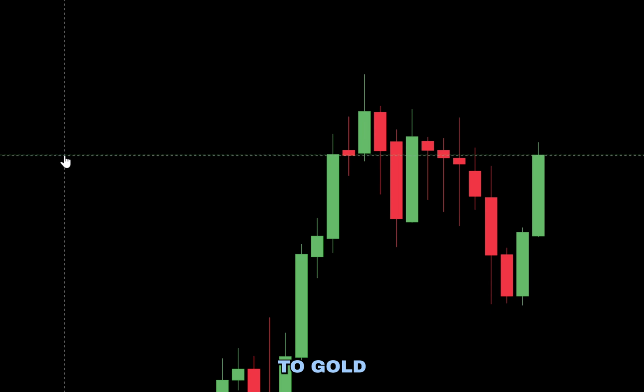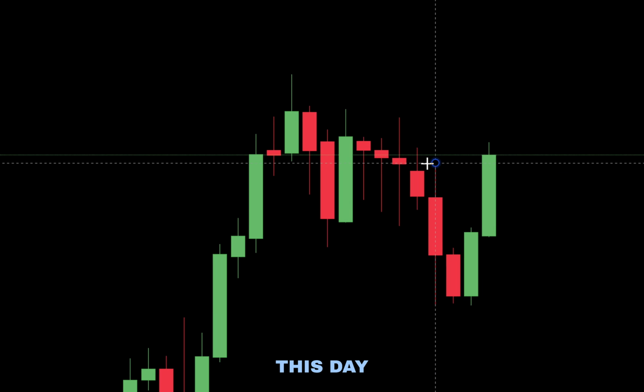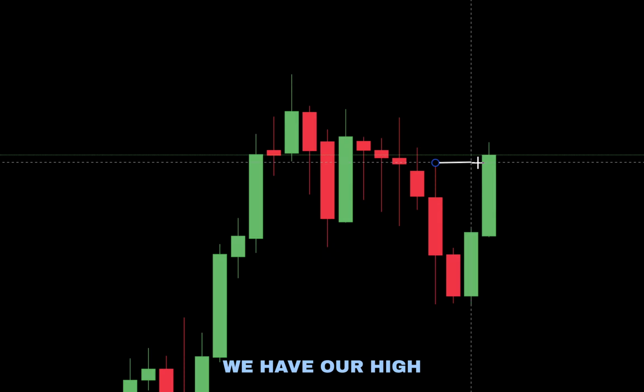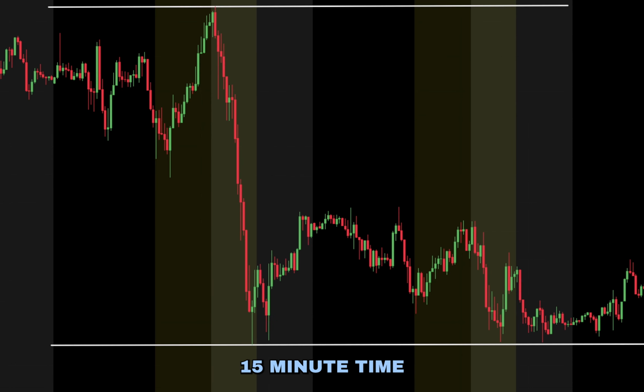So let's go to gold and then let's mark off this day right here. So we have our high and then we have our low. Now we're on the 15-minute time frame. We're no longer on the daily. This whole entire day's price action is a representation of that daily candle.